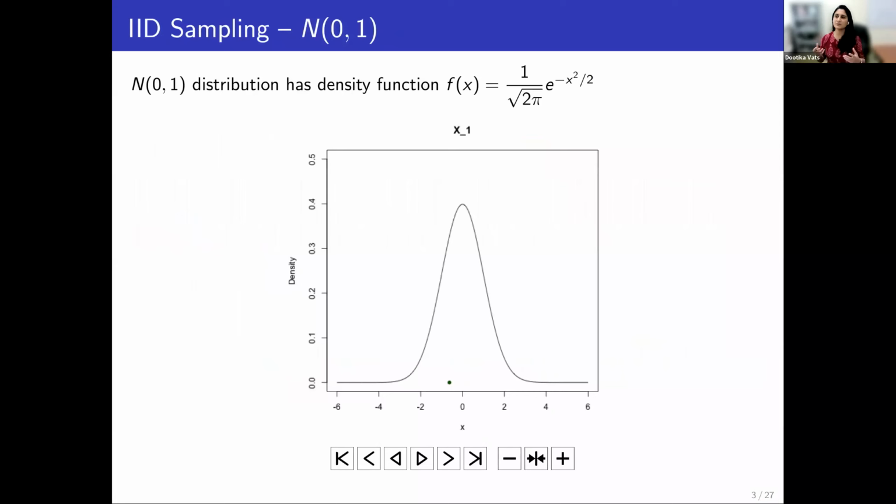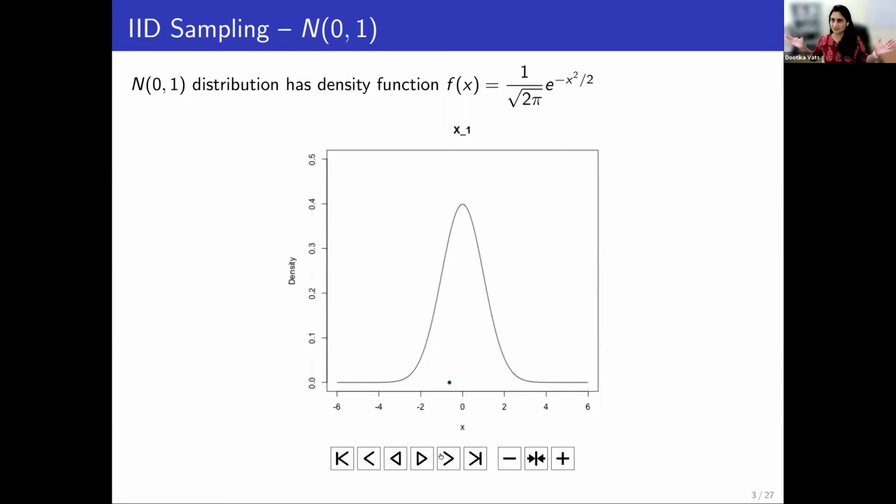So let's see what I mean by drawing a sample from a standard Gaussian. So N(0,1) has a distribution, and the distribution has a density function f(x) equals 1 over square root 2 pi e to the minus x squared by 2. The 1 over square root 2 pi makes it so that when you integrate this over all reals, this integrates to 1. Okay.